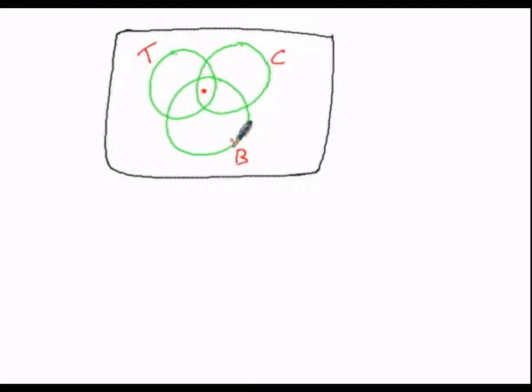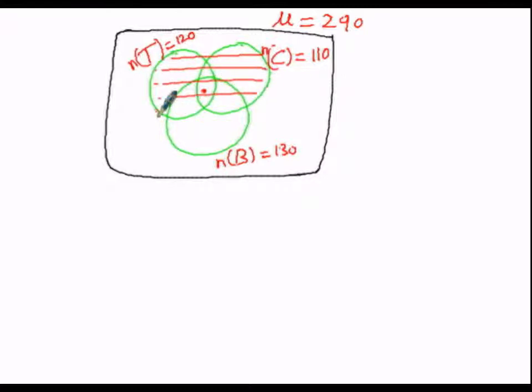So here the number of members who played badminton are 130, the number of members who played cricket are 110, and the number of members who played tennis are 120. But the universal set on the whole is 290 members. But out of 290 members, these linings indicate n of T union C union B.